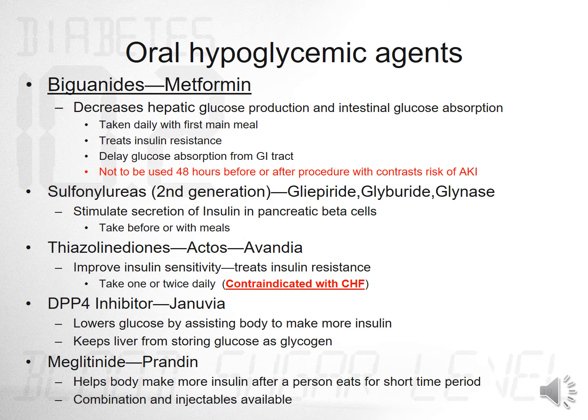DPP-4 inhibitor Januvia lowers glucose by assisting the body to make more insulin and keeps the liver from storing glucose as glycogen. Meglitinide, Prandin, helps the body make more insulin after a person eats for a short period of time. Combination injectables are available.